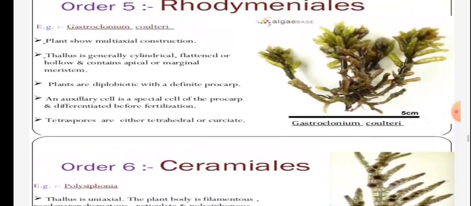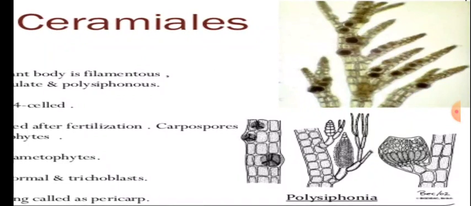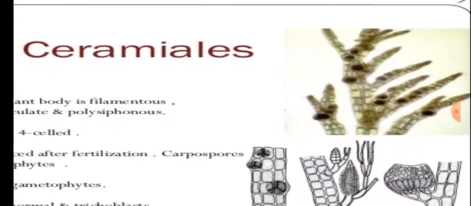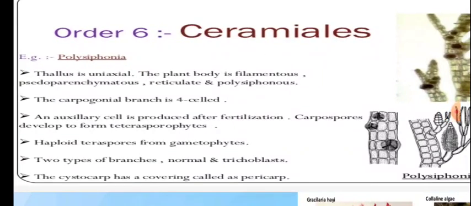It is a very nice example, Polysiphonia. You see, it is showing the multicellular structure, and so it is very nicely differentiated from all other algae. Secondly, the thallus is a uniaxial plant body, filamentous, pseudoparenchymatous type structure, reticulate, and therefore it is called polysiphon. Poly means many, siphon means cavity-like structure.